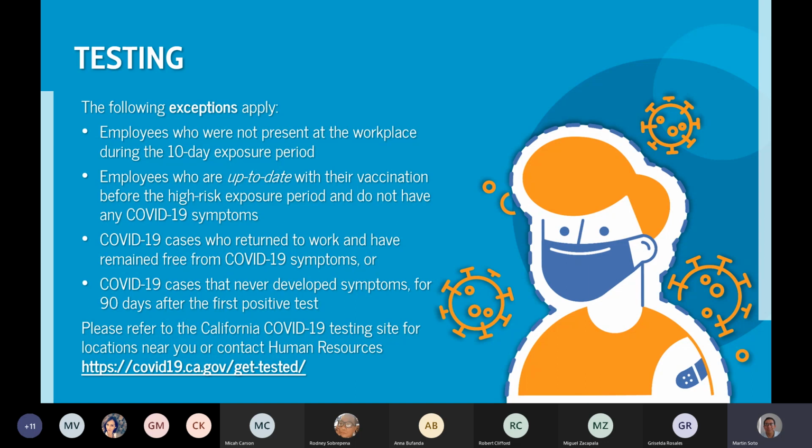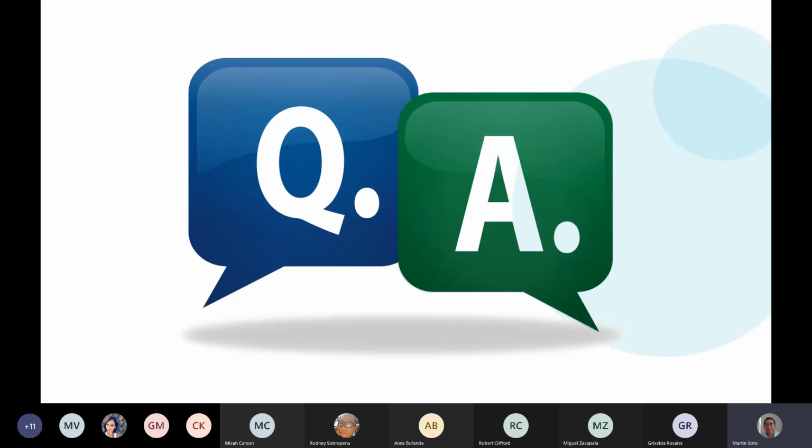So once again, if you want more information about testing, you can go to covid19.ca.gov, get tested, for more information, or you can contact Human Resources or the State Safe Team, and we can help you with further information on that as well. So at this time, if anyone has questions, we can go ahead and answer them.